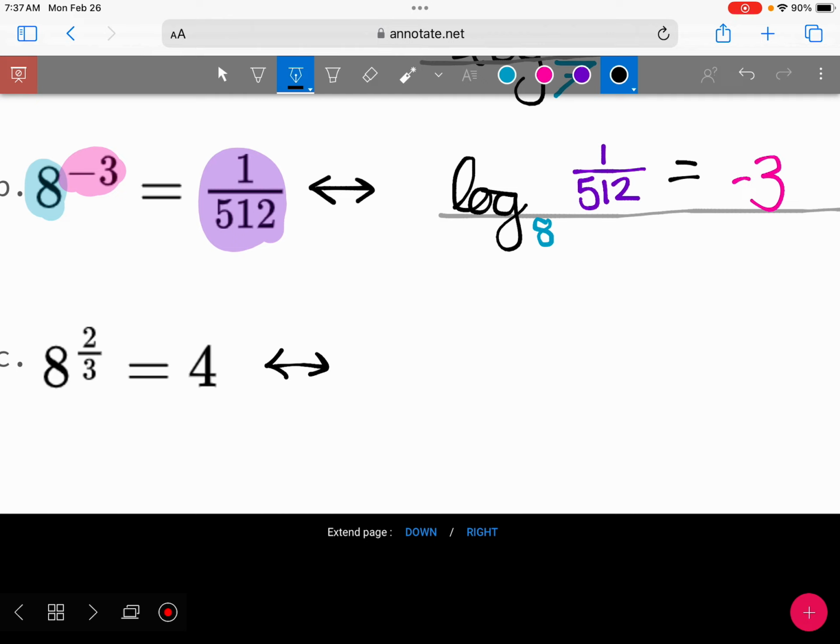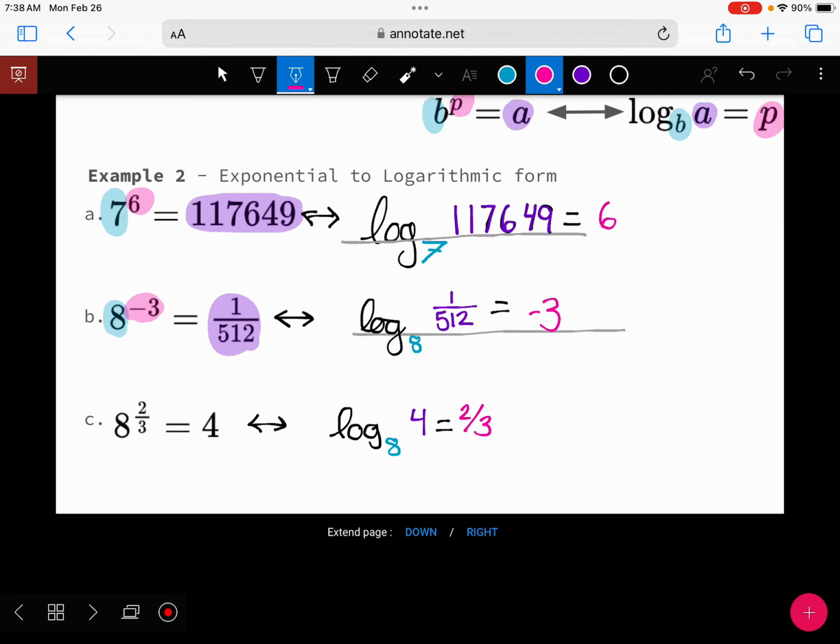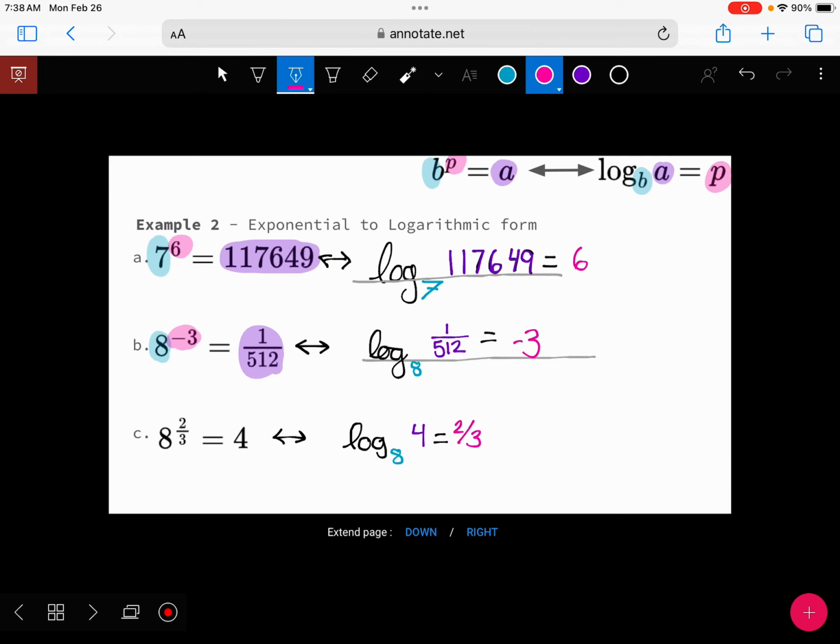So our last one, we're going to have log base what? 8 again. Of what's our argument? 4 equals 2/3. Good. Excellent work, guys. So it's just about moving them in between the two places, like just switching them back and forth.